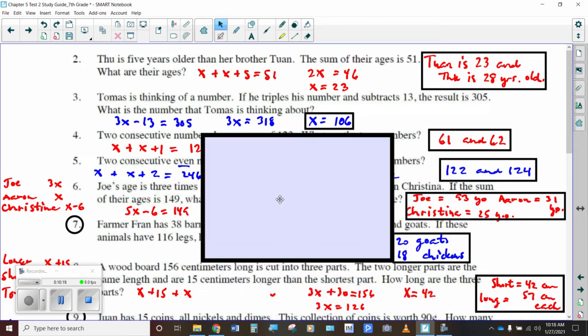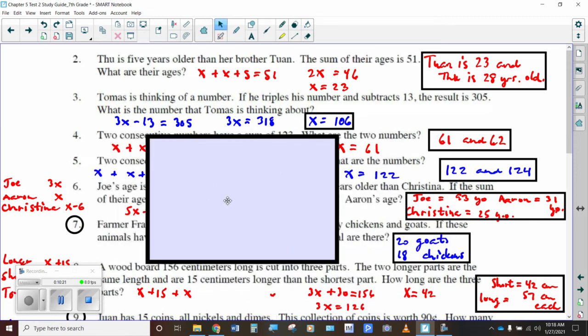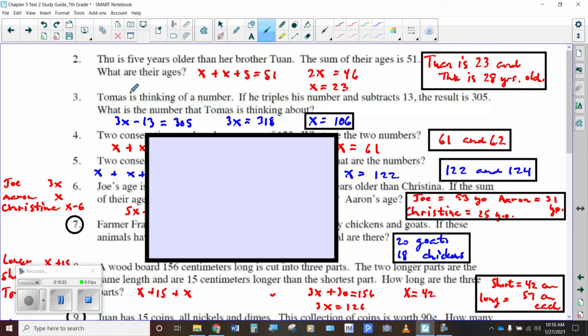Looking at problem number 3 with Thomas. He says he's thinking of a number. So in this case, we're just going to make x equal to that number. We don't have multiple variables here. We just have the one number. So it says he triples the number, then subtracts 13. His result is 305. So we just solve it algebraically.